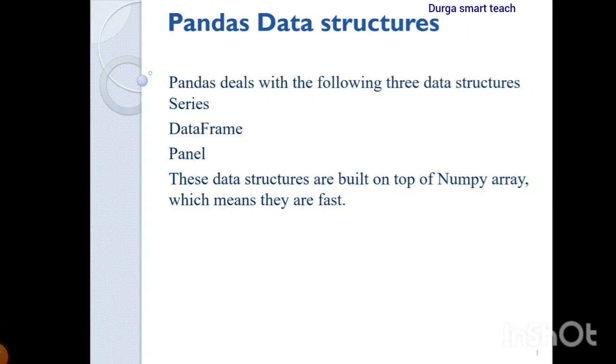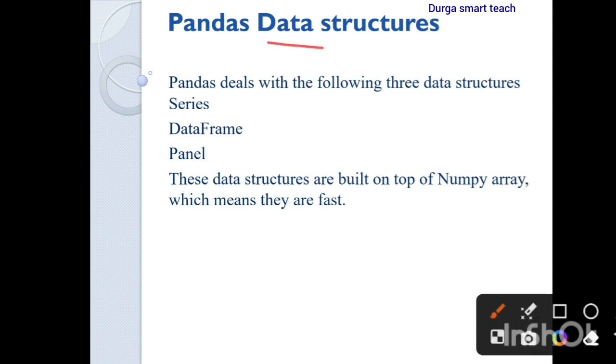Today I am going to discuss about Pandas data structure. Data is nothing but a collection of raw facts. Structure is nothing but representation. So data structure is nothing but representation of data. In the last class we discussed about pandas. Pandas is a library that is used to clean the data, analyze the data, prepare the data and manipulate the data.